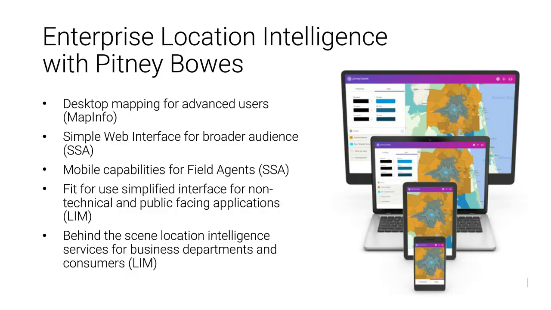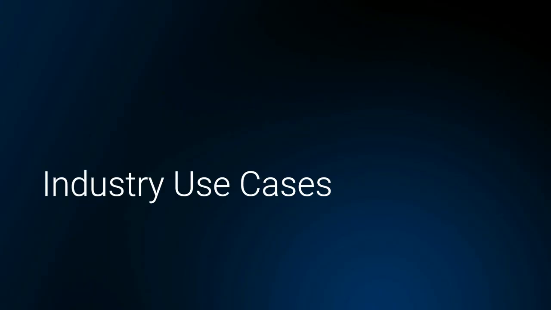So this leads me to talk about user stories or industry use cases. How Pitney Bowes is helping customers to expand the use of location intelligence across their business. Here I'll be focusing on two vertical markets, but the key message that I want to get across is: ask yourself, how can location intelligence really help my business thrive and be better at optimizing my business processes?